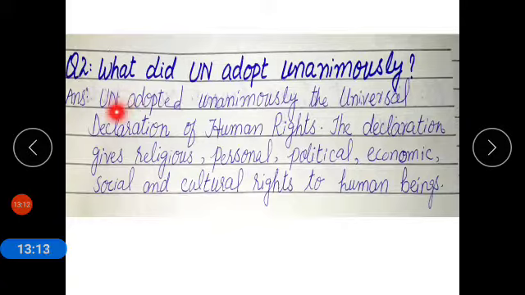UN, it will be written in capital letters, adopted unanimously the Universal Declaration of Human Rights. The declaration gives religious, personal, political, economic, social and cultural rights to human beings.